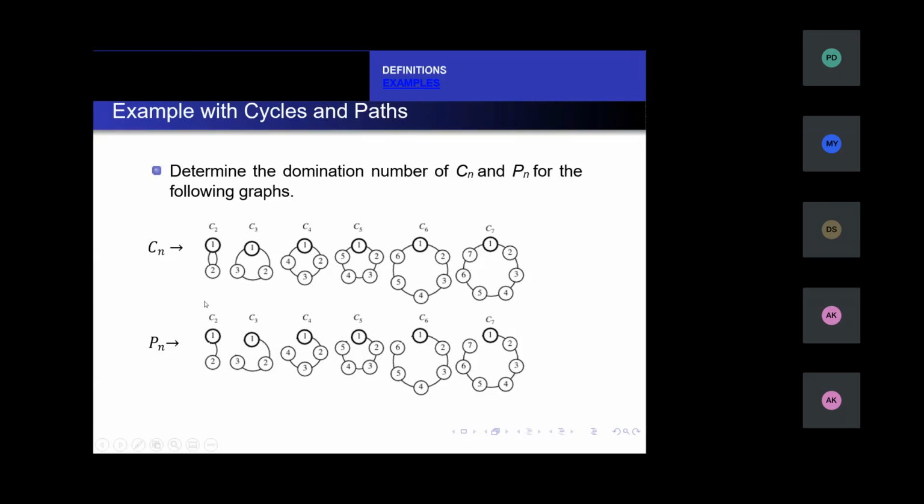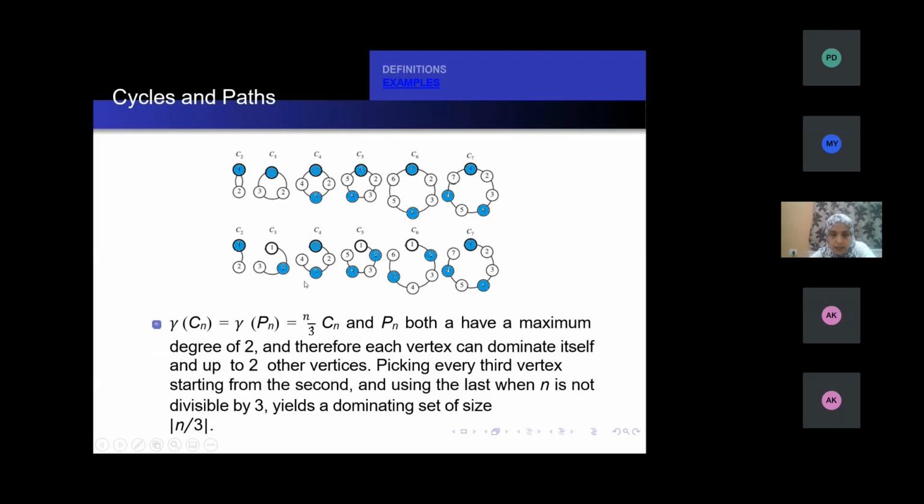How can we find the domination number? All we have to see is that the vertices should dominate the larger number of vertices connected to each other. I mean, if we consider 1 here, it dominates 4 and 2, but we are left with 3. So what do we have to do? We have to take 3 also in the dominating set.